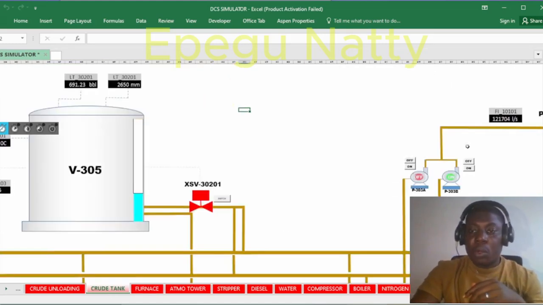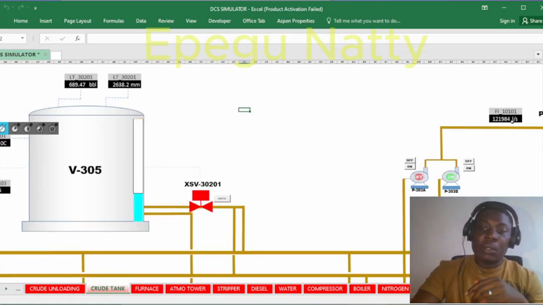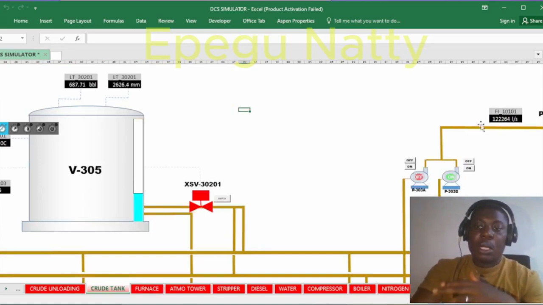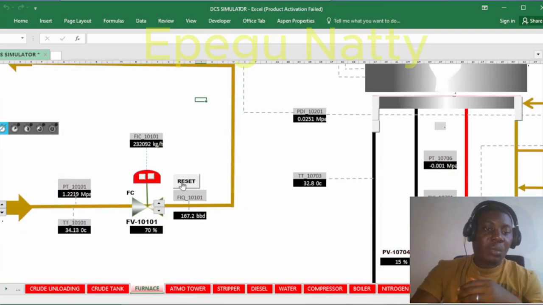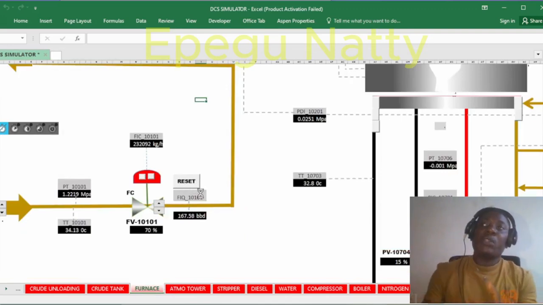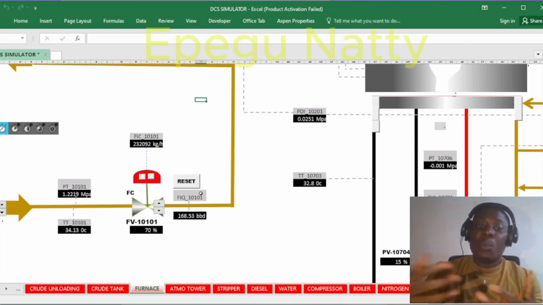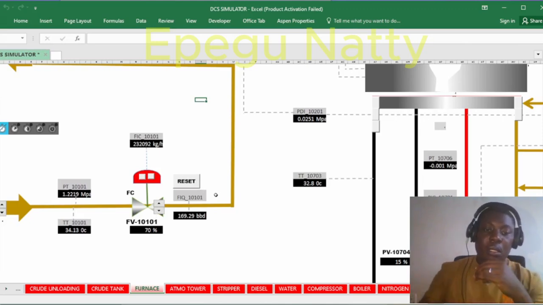If you come back to the pump, you see this one is liters per second, and the liters per second is also recording what is passing through the line. Now for the FIQ, we have a reset button, so we can reset it. Let's say you want to commence operation for the day. Before you commence operation, you can actually zero it so that it starts from the beginning.